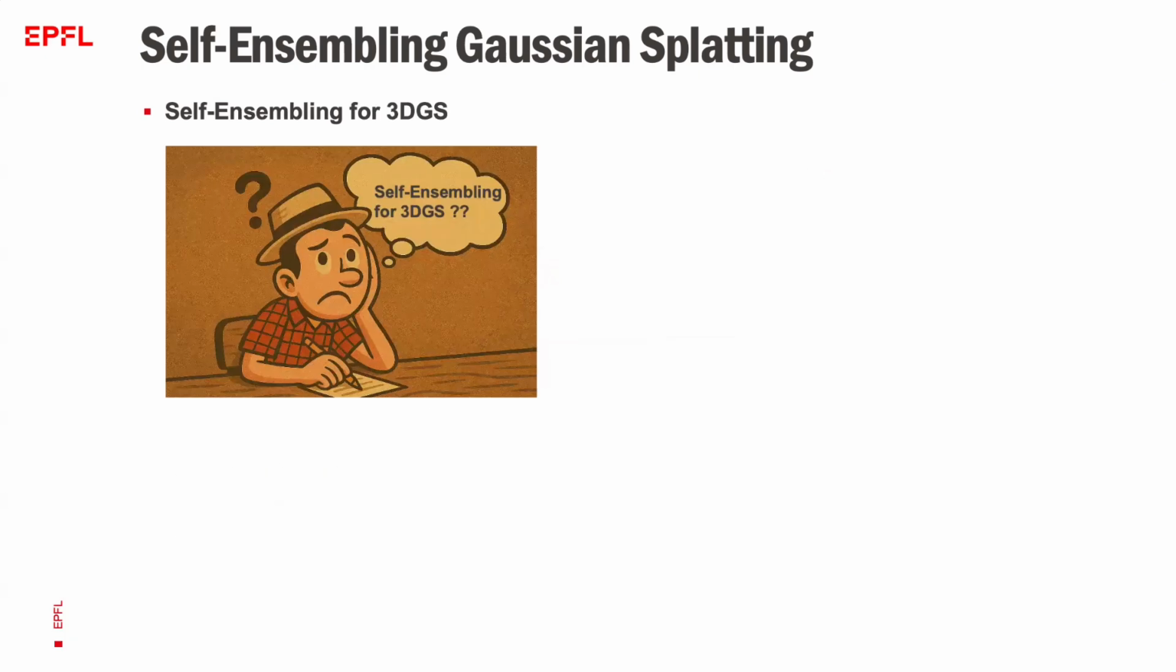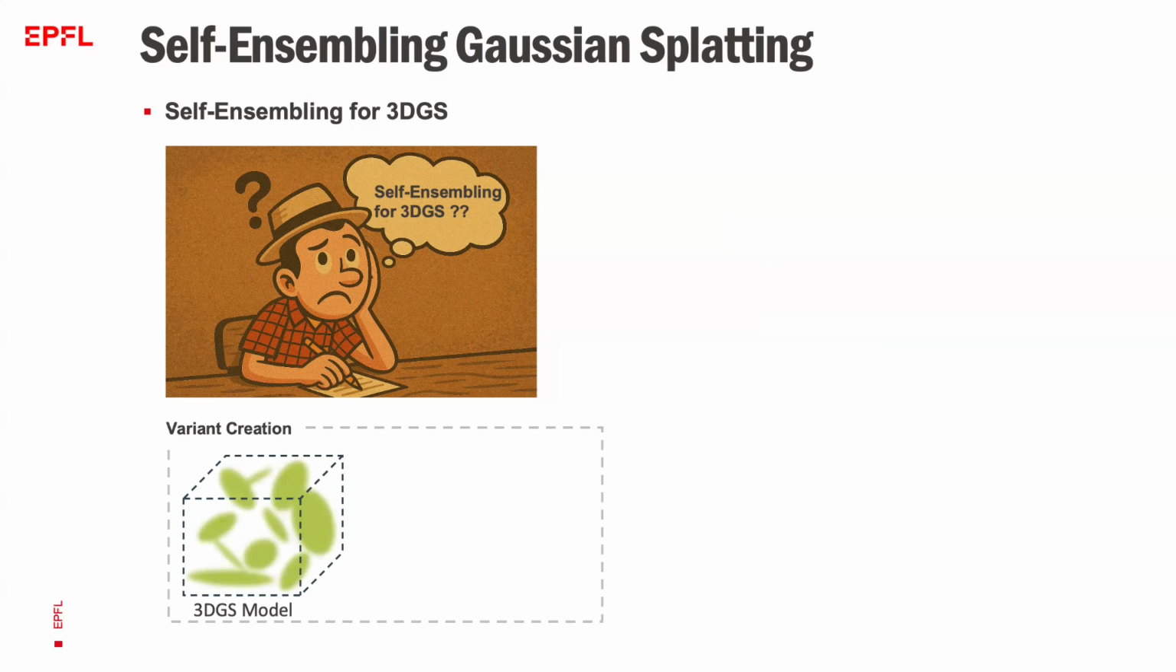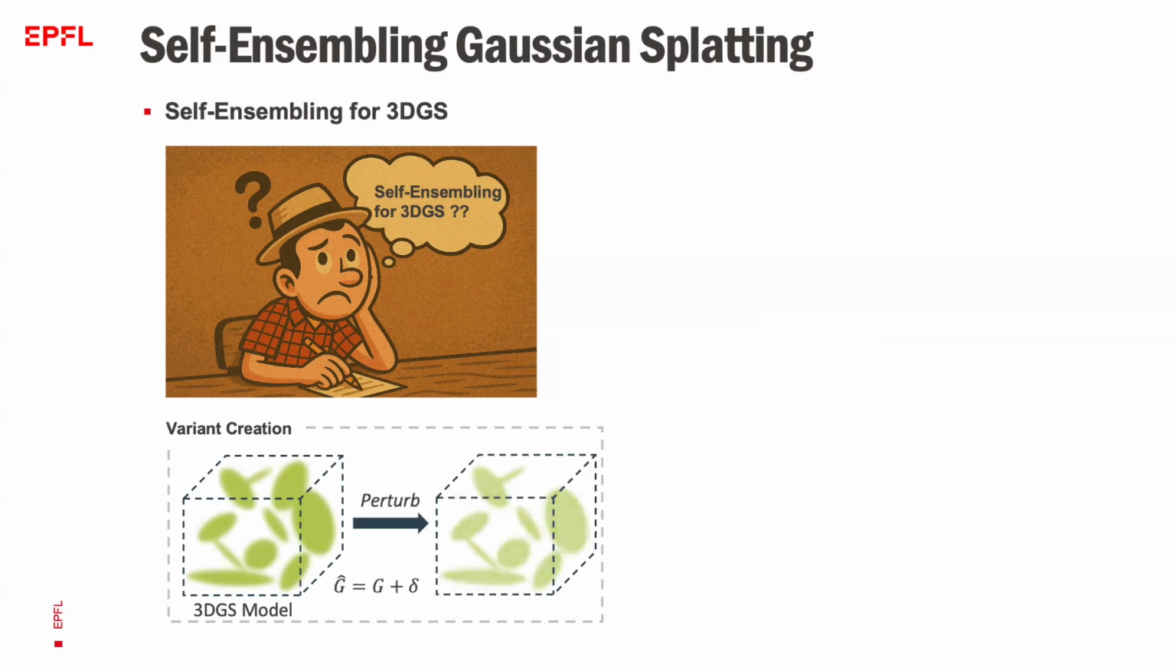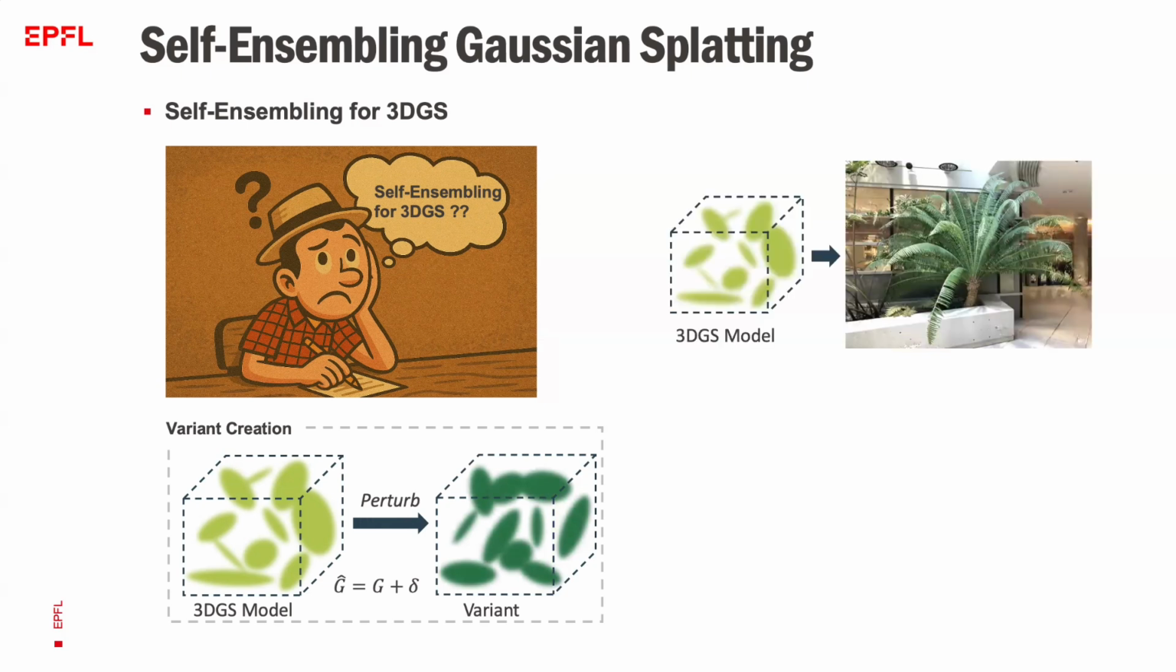Motivated by the benefits of self-ensembling, we aim to enhance the robustness of 3D GS in the sparse view setting through a self-ensembling approach. However, it is non-trivial to achieve effective self-ensembling for 3D GS. A straightforward approach is to create variants by adding random noise to all Gaussian primitives. Unfortunately, this makes the variants too diverse and leads to a significant drop in performance.